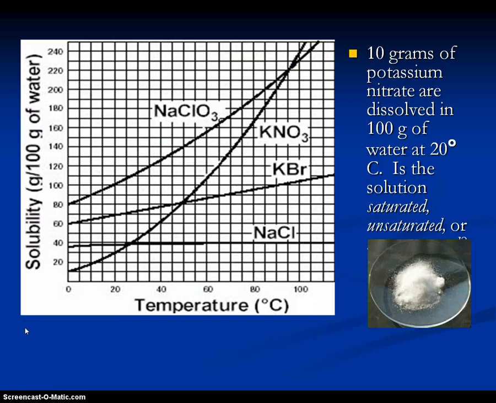Now here's another example. Let's say we have 10 grams of potassium nitrate at 20 degrees. Is the solution saturated, unsaturated, or supersaturated? So we go over to 20 degrees Celsius, and we go up to 10 grams, and we see that we're falling under the potassium nitrate curve. So if you fall below, that would be considered an unsaturated solution. All right, so in class you're going to be working with a solubility curve and answering questions to interpret amounts of solute as well as determining saturated, unsaturated, and supersaturated solutions.